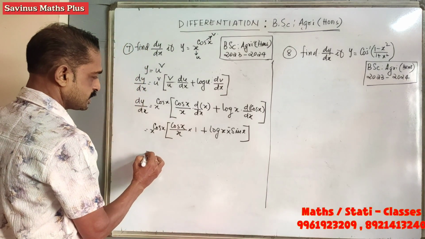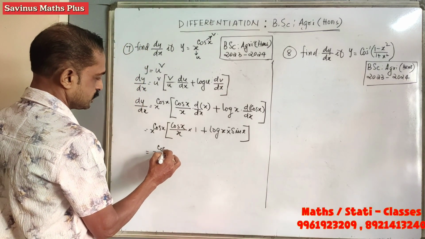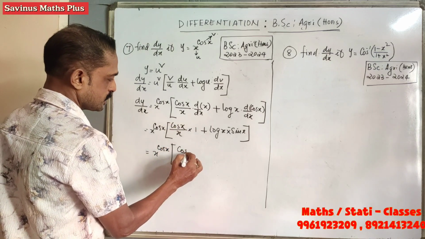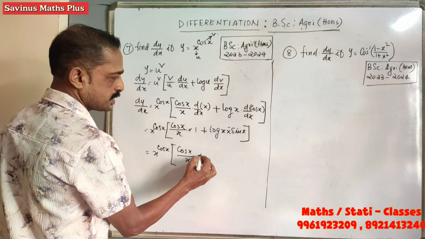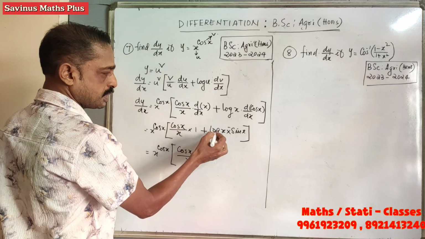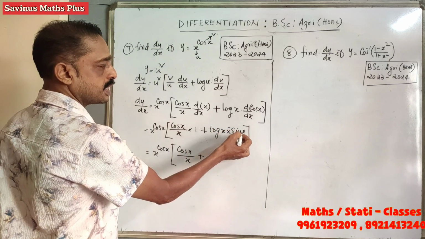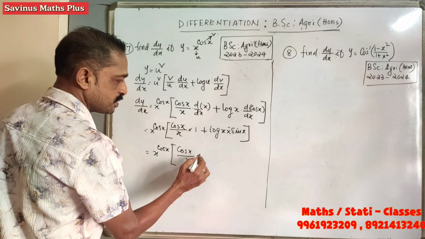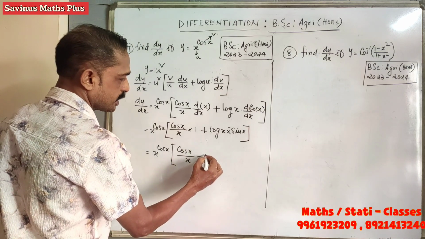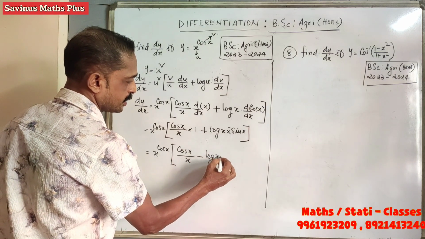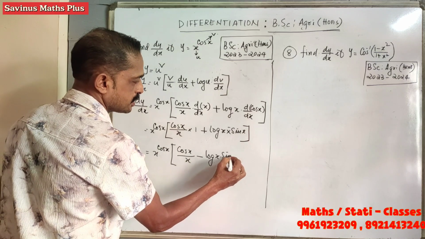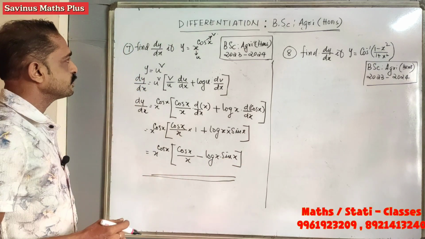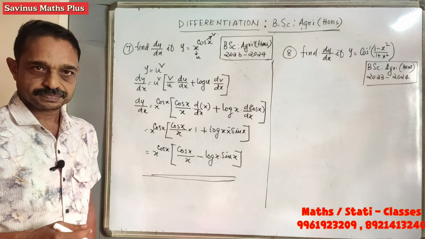Now this is x raised to cos x into cos x by x into 1, which is cos x by x itself, plus log x into minus sin x, which becomes minus log x sin x. So this plus sign becomes negative: minus log x sin x. So this is the derivative of the function y with respect to x.